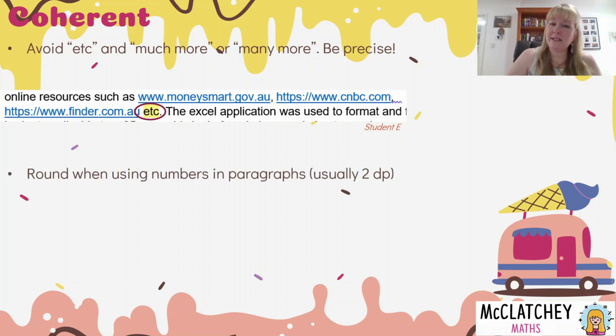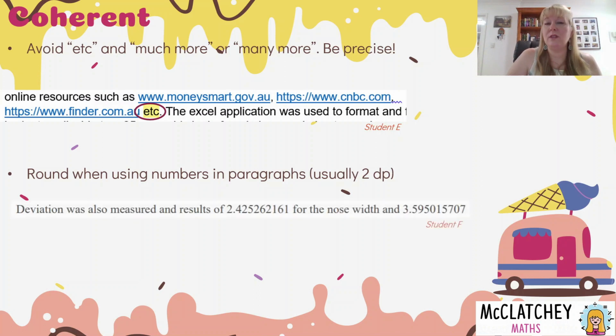If you're using numbers in paragraphs when you're writing, it's customary to round those to 2 decimal places. So you can see that in this particular student, they've left every decimal on.